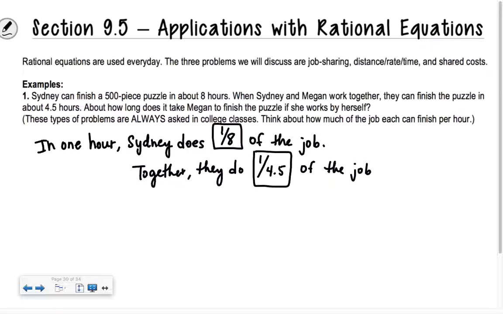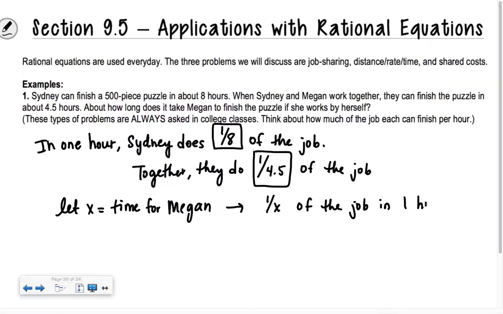How long does it take Megan to finish the puzzle if she works by herself? We let x equal the time for Megan alone. In a single hour, what do we write for Megan? Not just x. What fraction of the job will she get done? 1 over x, right? It's the same thing: 1 over this, 1 over this, 1 over this. So she finishes 1 over x of the job in 1 hour.